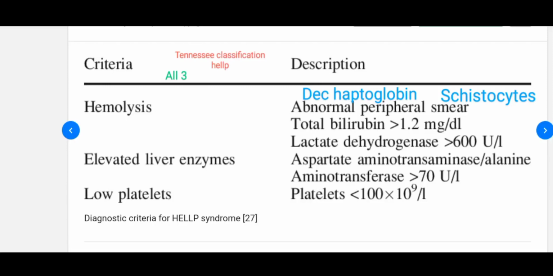And in the Tennessee classification of HELLP, we need to remember that all three criteria, that is hemolysis, elevated liver enzymes, and low platelets, should be present. It is not 1 out of 3 or 2 out of 3. It is 3 out of 3 required for HELLP syndrome.